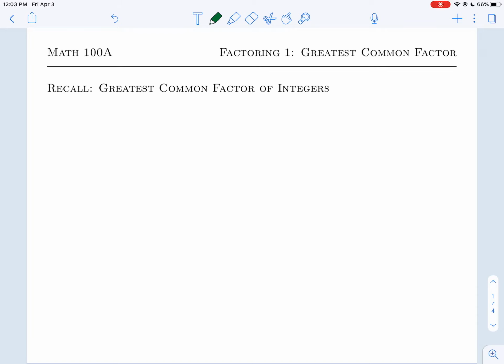So if you remember back towards the beginning of the semester, we talked about how you find the greatest common factor of integers, of just some numbers. And it turns out you can do the same thing with polynomial terms. So before we get into doing it with polynomials, let's recall how we do that with just the numbers. So for instance, I could ask you something like find the greatest common factor of the numbers 84 and 78.